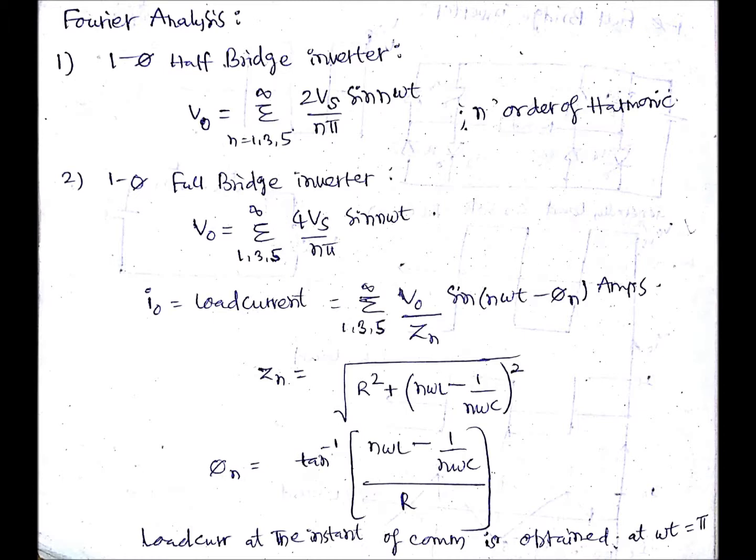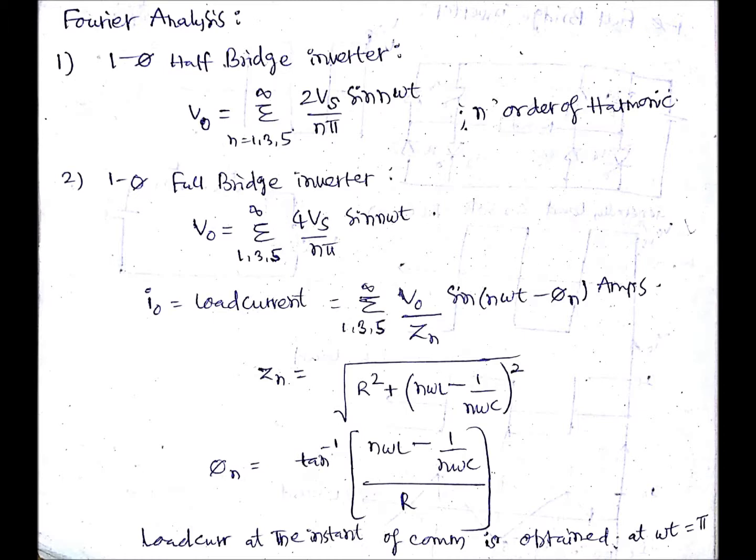And next, coming to the single phase full bridge inverter, it will be double that of the half bridge inverter. So it will be 4Vs by n pi sin n omega t. These are very important and this is easy to remember. Direct questions will come.